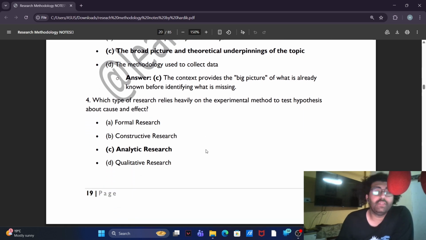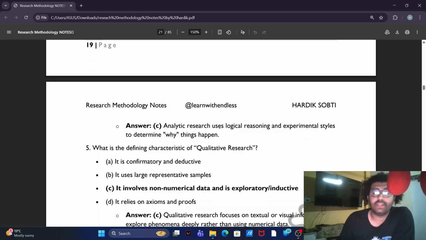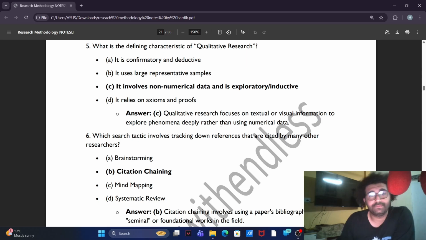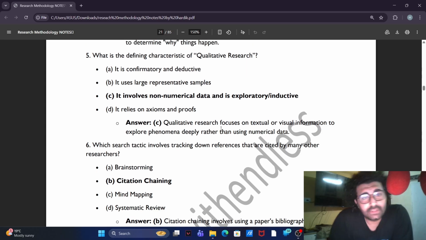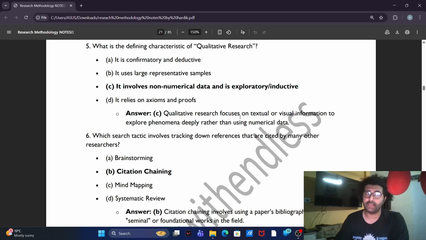4. Which type of research relies heavily on experimental method to test hypotheses about cause and effect? It is analytic research, as it uses logical reasoning and experimental styles to determine why things happen. 5. What is the defining characteristic of qualitative research? It involves non-numerical data and is exploratory and inductive. This was an exam tip for you guys too.